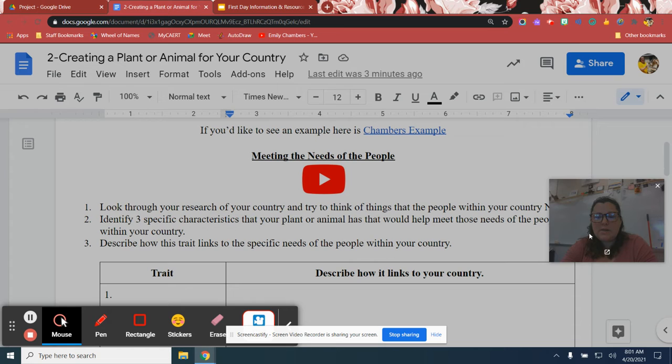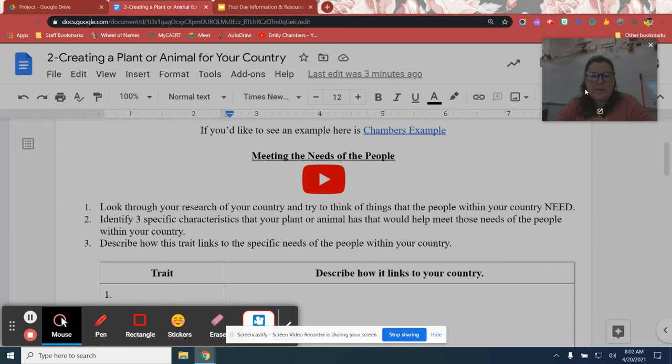So the first one is going to be meeting the needs of the people, okay? How can we meet the needs of the people with this animal? Look through your specific research and try to figure out things that people need in your country. What do they need? What don't they have access to? Look at food. What does their diet consist of? What can we add to their diet? What can we benefit from making more of? You can also look at transportation. Do they need transportation? All those things are the needs of the people within your country.